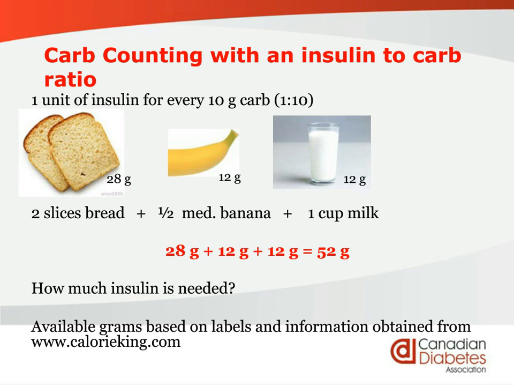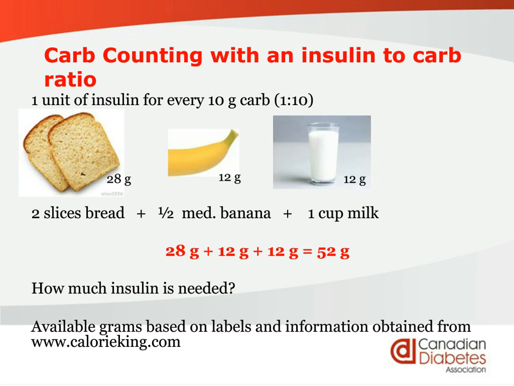All right, so here's another example for you. So we have 2 slices of bread, and we're saying that the 2 slices of bread are 28 grams of carbs. We have half a banana, which is about 12 grams of carbs, and then we have 1 cup of milk, which is 12 grams of carbs. So we add it up, and we're having 52 grams for the meal.